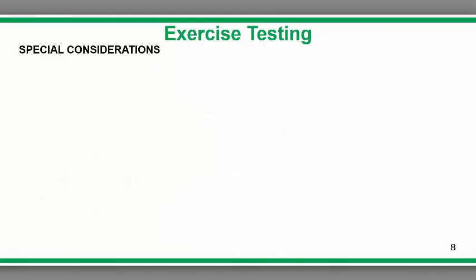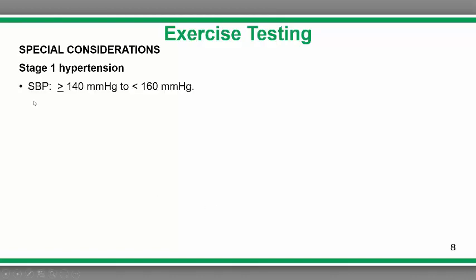Now, with respect to exercise testing, there are some special considerations to keep in mind. And what we're going to do here is identify different stages of hypertension. And so what we're dealing with here is a situation where a person's systolic blood pressure climbs above 140 millimeters of mercury.